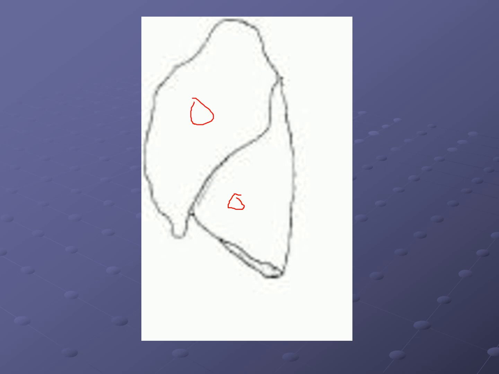There is a structure that's sort of analogous to the middle lobe that's sort of located in this area. That's referred to as the lingula, and you can actually have a congestion in the lingula.